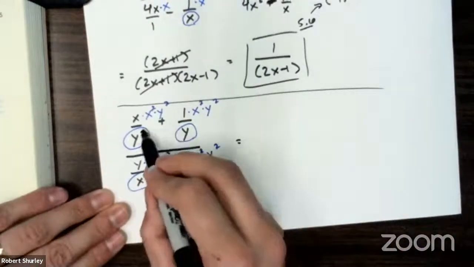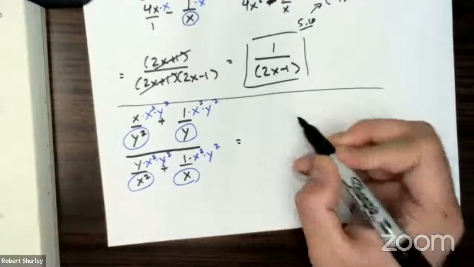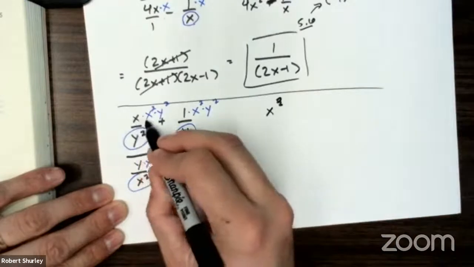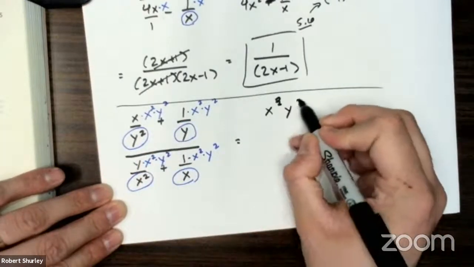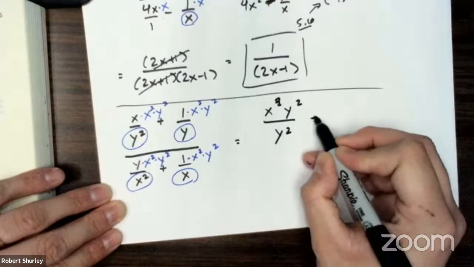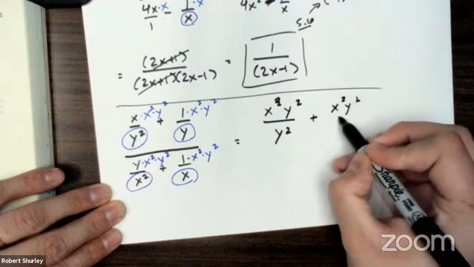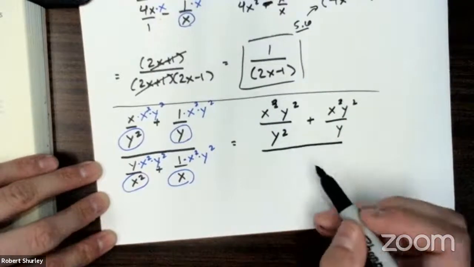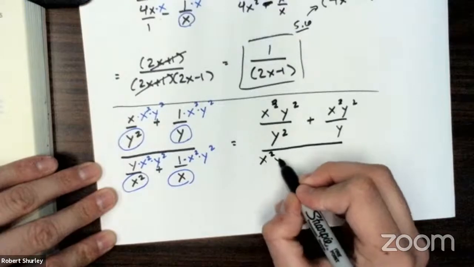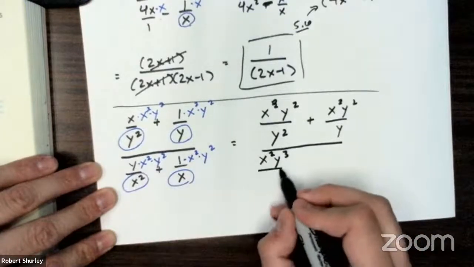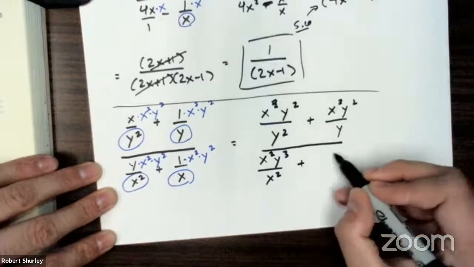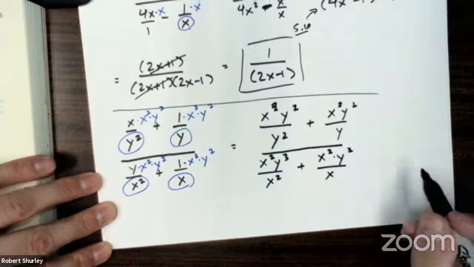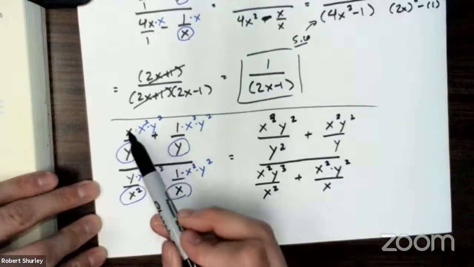Now let's see what happens. In the first fraction, I get x cubed, because this would be x times x squared. So I wind up with x cubed y squared over y squared, plus x squared y squared over y, all over x squared y cubed, because there's a y cubed there, plus x squared times y squared over x. That's a lot going on, right? We've got to be careful that we keep up with the exponents.